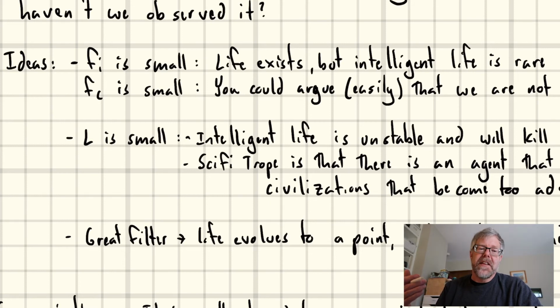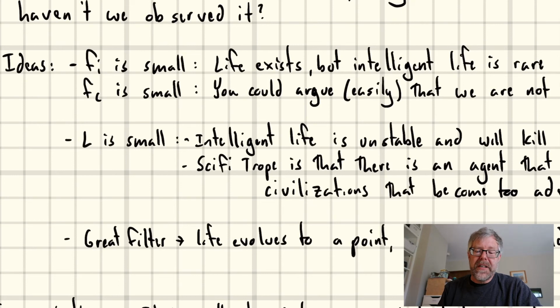Fi is the number or the percentage, the probability really, of life becoming intelligent. Life can exist all over the place, but intelligent life is actually rare. So Mars might have life, but it's going to be single cell life, and technically life, not intelligent life.